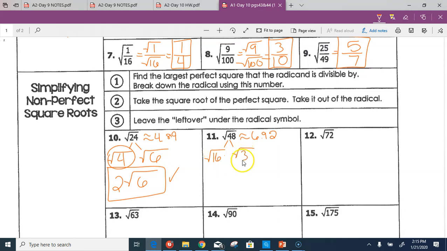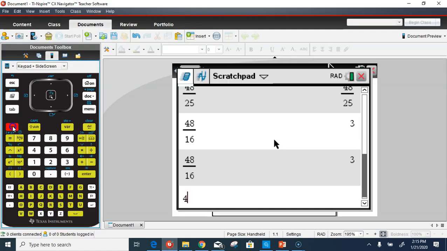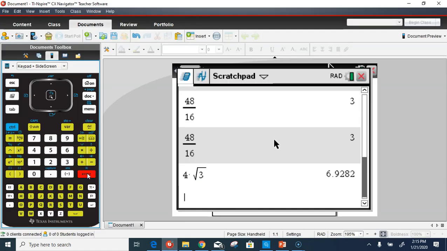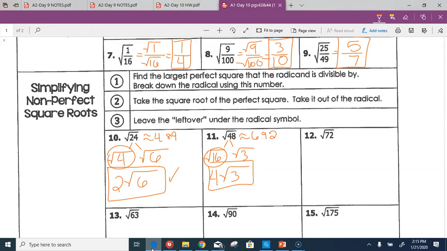16 times 3. The square root of 16 is 4. The square root of 3 is just the square root of 3. I can verify that. 4 times the square root of 3 is 6.92. It's exactly what I wanted. Now let's move on to number 72.